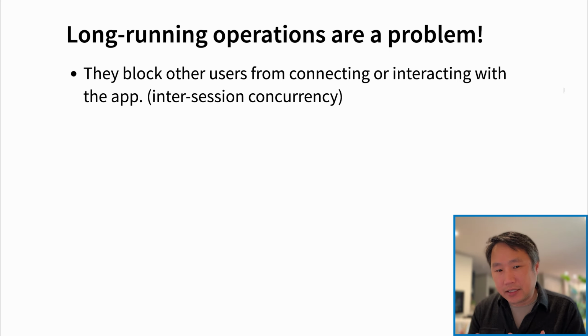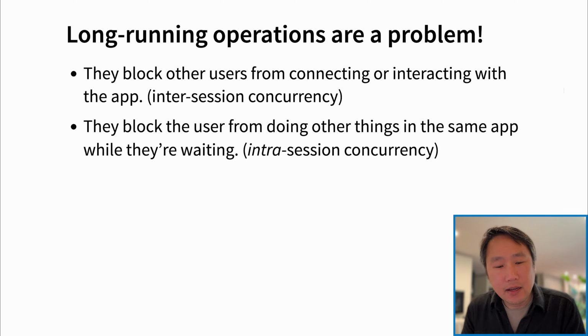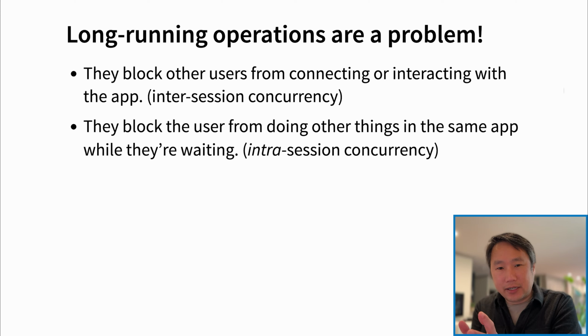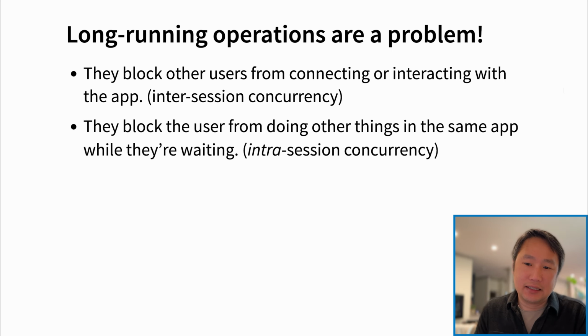This second piece of blocking other users from connecting or interacting with the app when they don't even know that there's somebody else doing some long-running operation, we call that inter-session concurrency. So the inability to have two users using the app doing long-running operations is called inter-session concurrency. And it also, as we saw, stops the user from doing other things in the same app. While this long-running operation is going, they want to do something that feels like it should be a quick thing that can happen on the side, and yet it can't, and that is called intra-session concurrency.